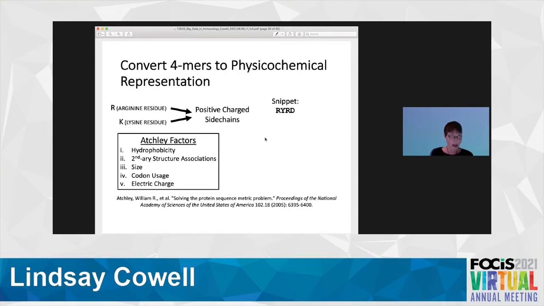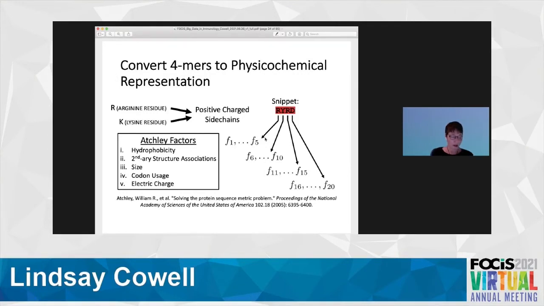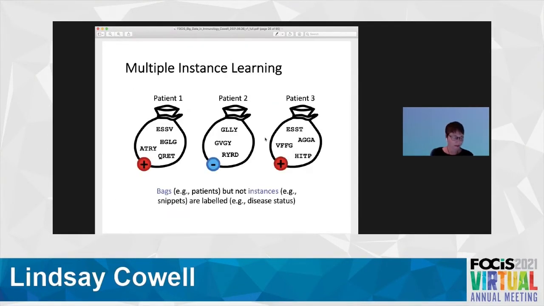So for example, take the snippet arginine, tyrosine, arginine, aspartic acid. We create a numerical vector representation of the snippet by taking the 5 Atchley factor values for each of the snippet's amino acids. And this results in a vector of length 20 that then is the representation of that snippet. So now for each sample, we have basically a bag of snippets, but in Atchley factor space rather than amino acid sequence space. And we then want to apply machine learning to learn labels at the level of the sample rather than at the level of the snippet.